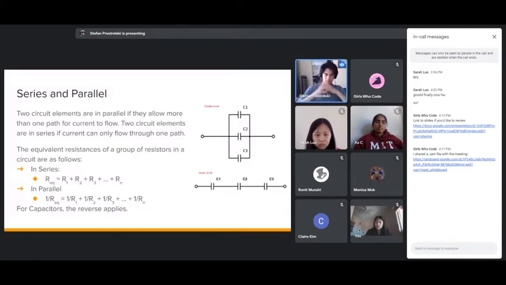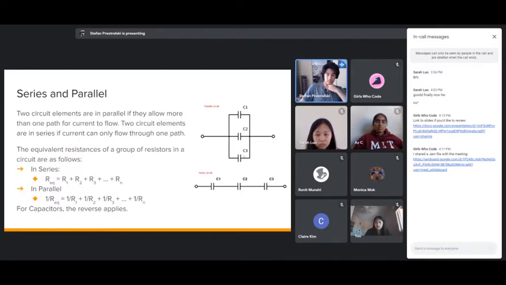So basically take 1 over each group, 1 over the resistance of each resistor, add them together, and take 1 over that, essentially. And for capacitors, if we're talking about equivalent capacitance, the reverse applies. Capacitors in series are going to follow what resistors do in parallel. Capacitors in parallel are going to follow what resistors do in series.